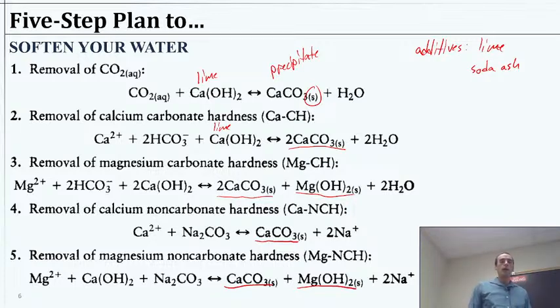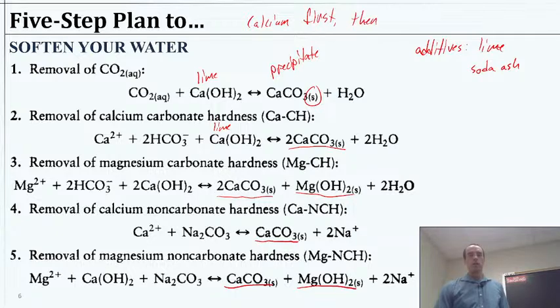non-carbonate hardness. By the way, it's ordered in part in this way where we do calcium first because calcium has a more favorable reaction to precipitate. It's calcium carbonate that precipitates, not magnesium carbonate, right? That's not the way of it. So when we think about this, it's always calcium first, then magnesium.